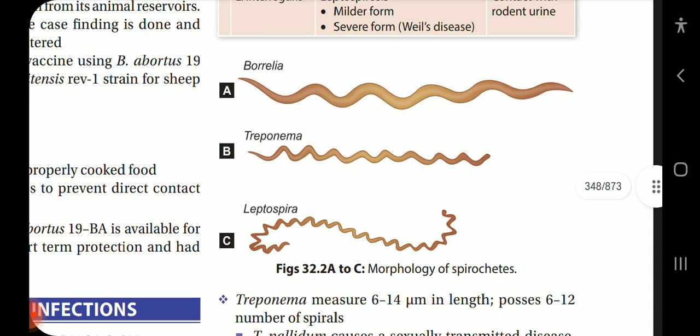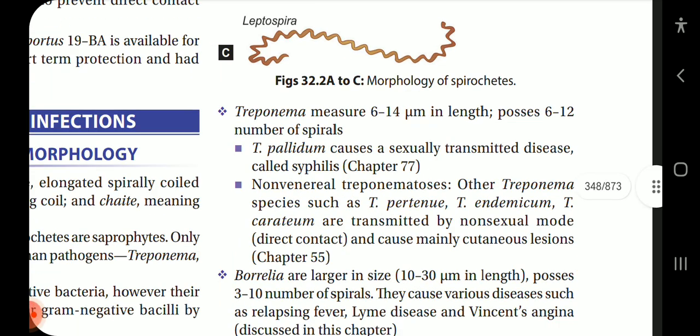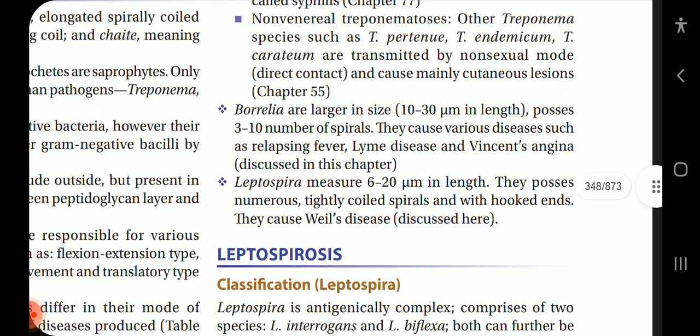We can see the figures. Borrelia, which is longer and has fewer curves. Treponema, which is slightly shorter, has many more curves, and Leptospira, which is a highly coiled structure. Treponema measures around 6 to 14 micrometers in length and possesses 6 to 12 spirals. Treponema pallidum causes the sexually transmitted disease called syphilis. Non-venereal treponemoses are caused by other Treponema species such as Treponema pertenue, Treponema endemicum, and Treponema carateum, which are transmitted by a non-sexual mode, direct contact, and cause mainly cutaneous lesions.